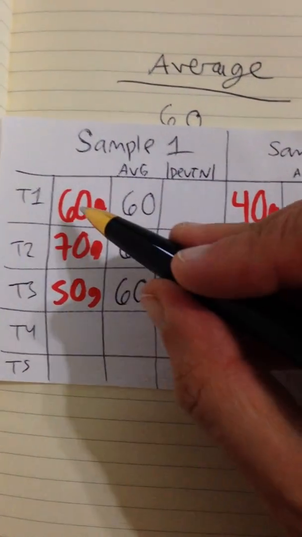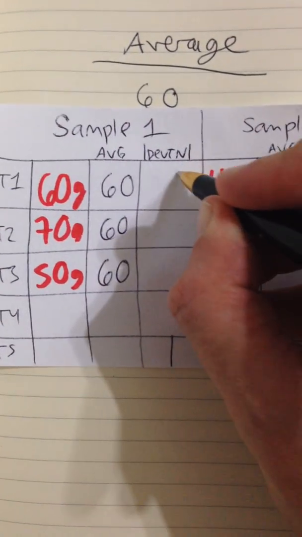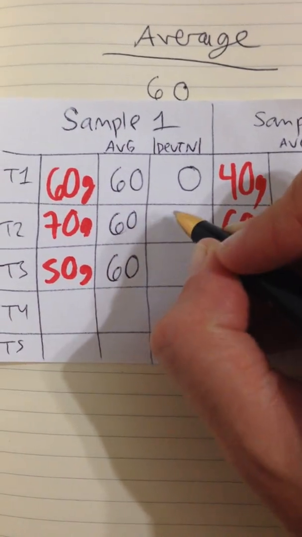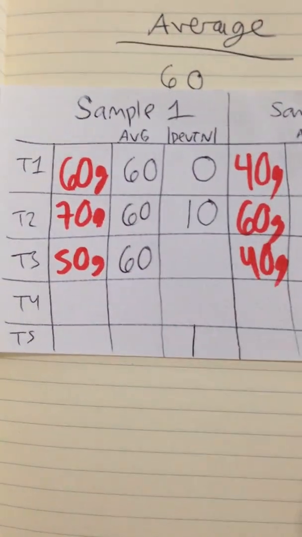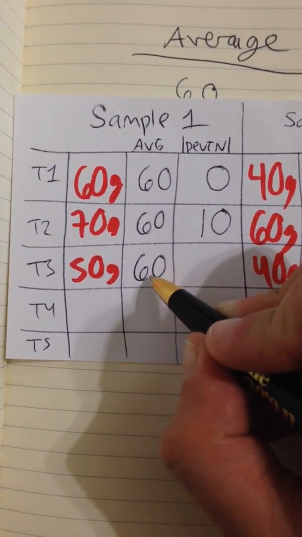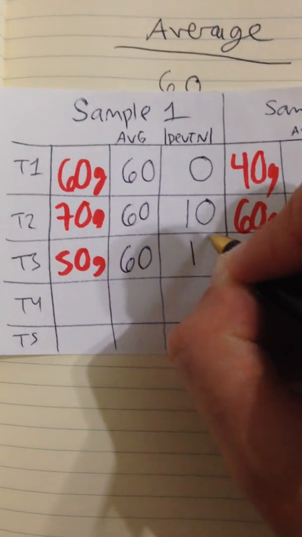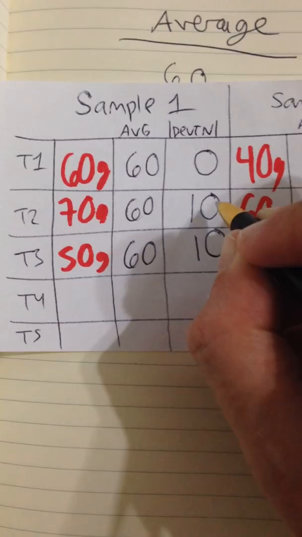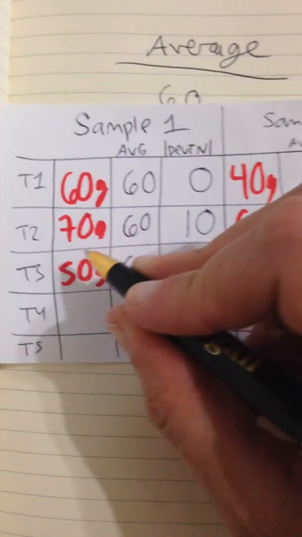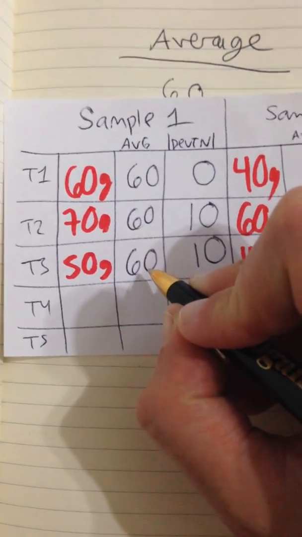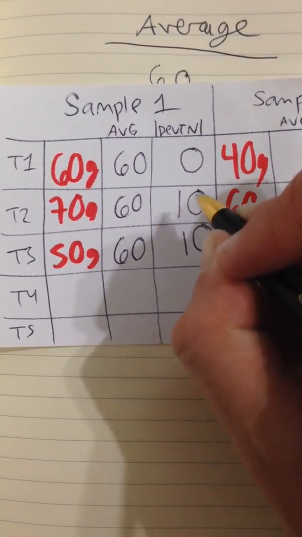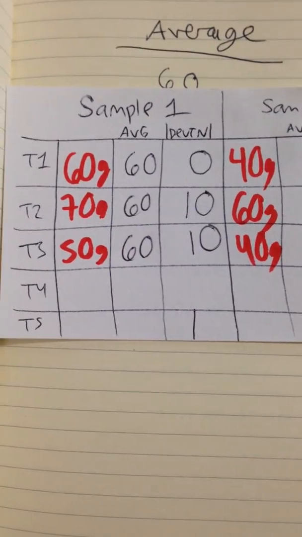So here, our measurement was 60, the average was 60, the deviation is 0. Here, our measurement was 70, the average is 60, our deviation is 10. We're 10 units away. Our sample here is 50, our average is 60, so we are still 10 units away. Notice both of these are written as positive numbers. Even though our sample is 10 units higher than our average here and 10 units lower than our average here, the bottom line is that both of them are 10 units away from the average. It doesn't matter, positive or negative, we write it as a positive value.